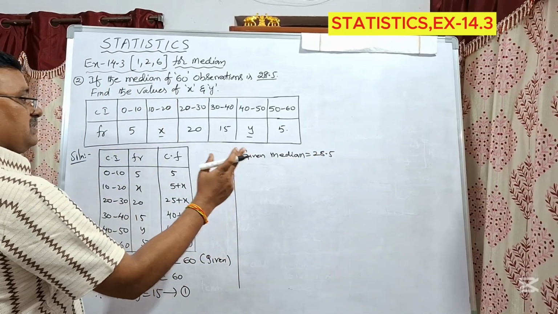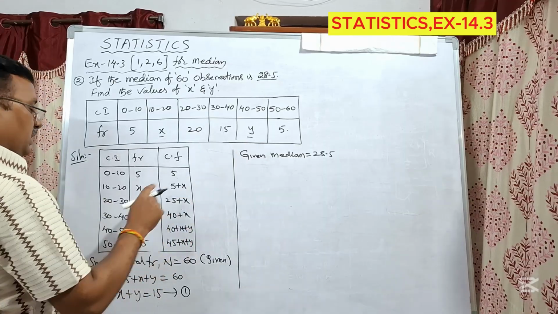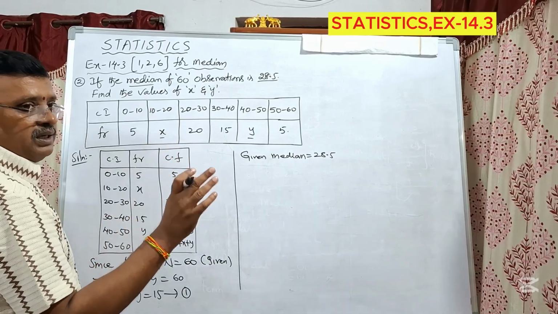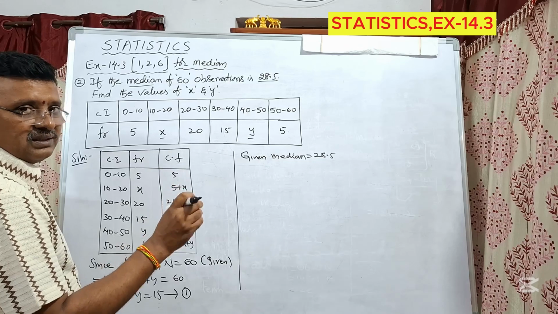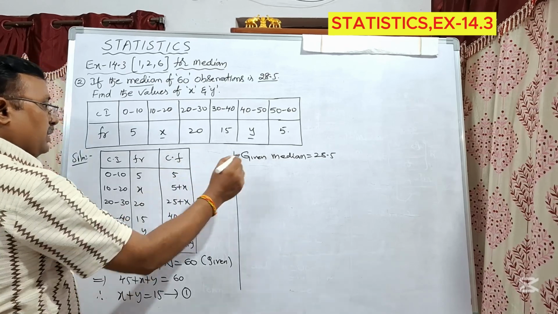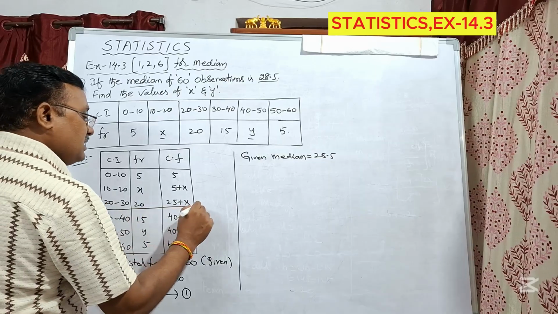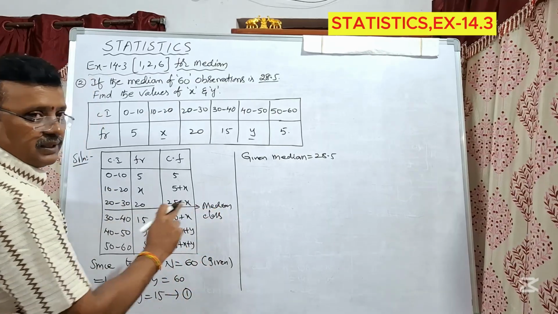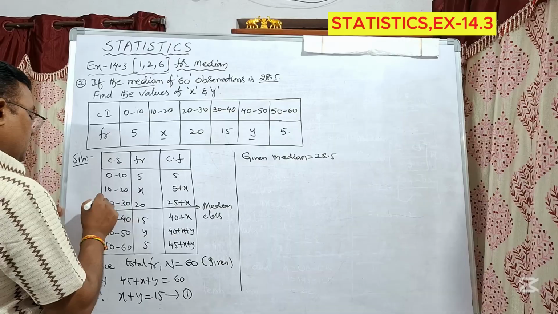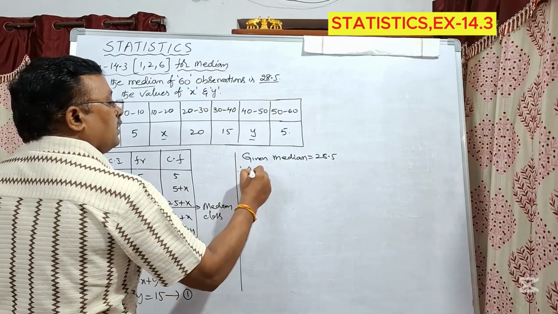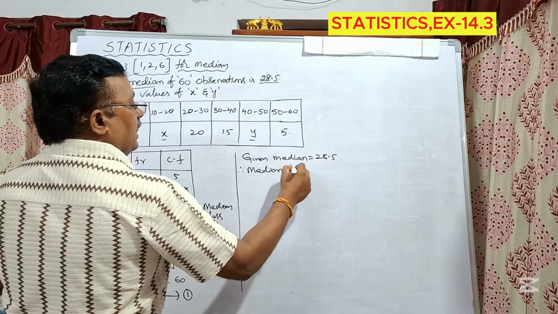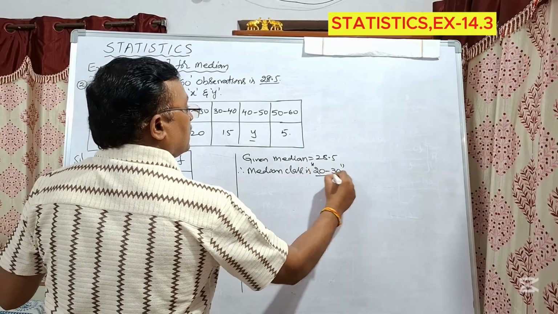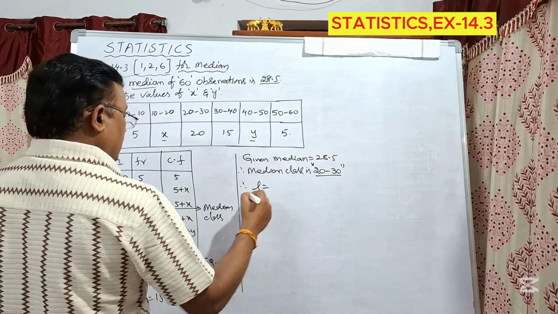Now observe its related class interval. 28.5 will lie between the 20 to 30 class interval only. In the previous problem also I told you, the median lies in the median class. That's why it has that name. So 28.5 lies in this class, that's why this is called the median class. Write this one for our sake. By this, what is the L value here? 20. So the median class is 20 to 30. Therefore, L equals the lower boundary.